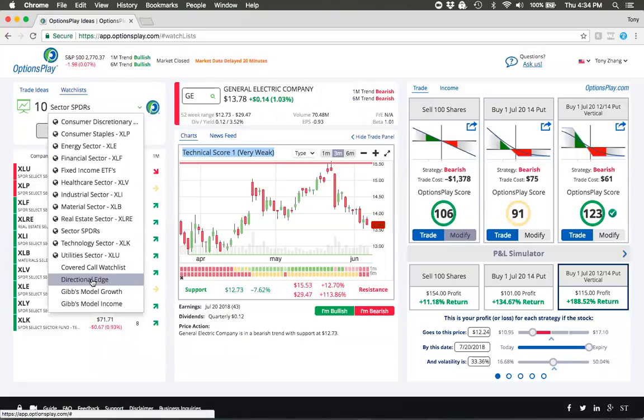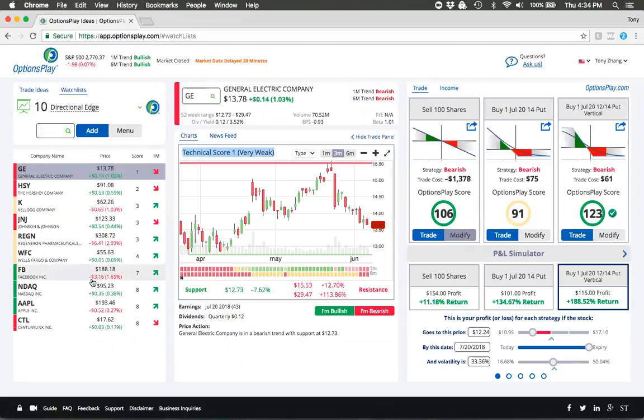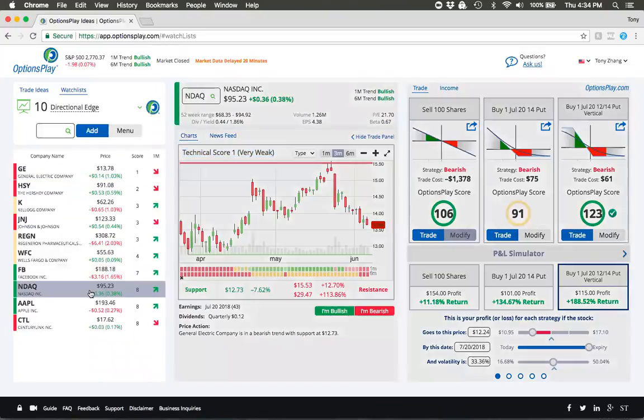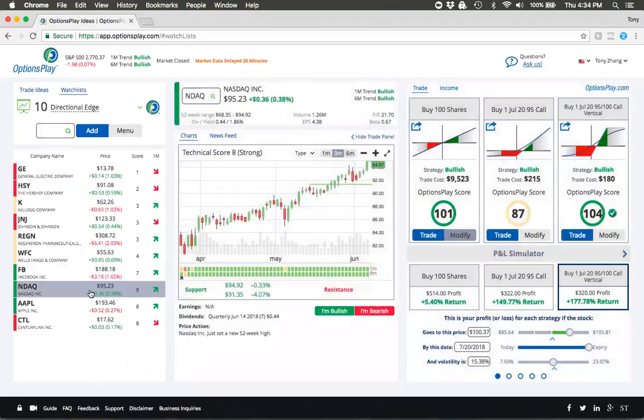So I've created a watch list here called Directional Edge. I just have a few stocks in here just for illustrative purposes to show you all of the examples that we've shown you today. I'm going to start off with NASDAQ. Now, as you can see, the second I bring it up, even if I know nothing about this stock, I see that the 1 month and 6 month trend is bullish.